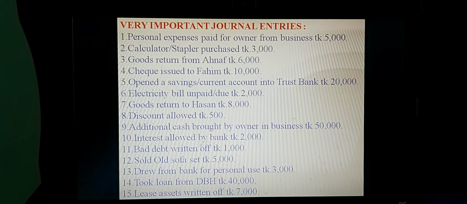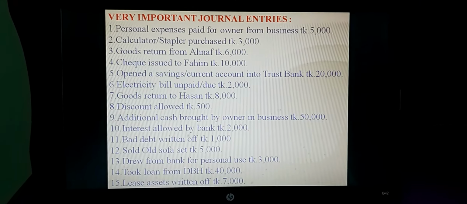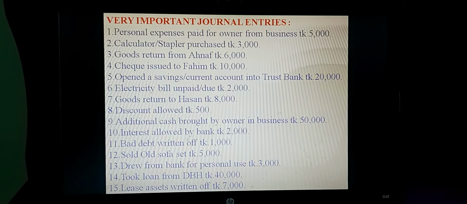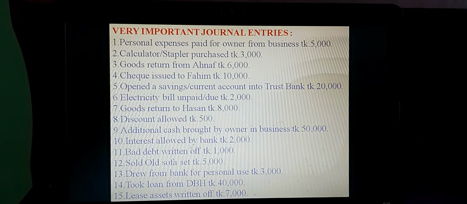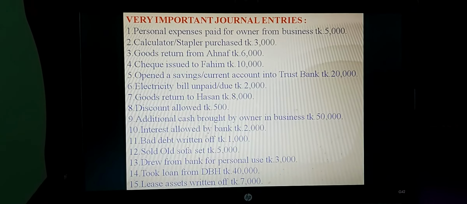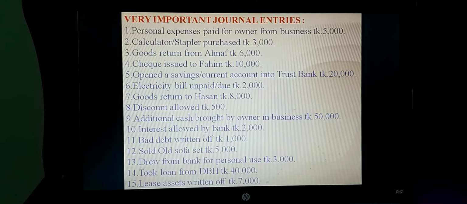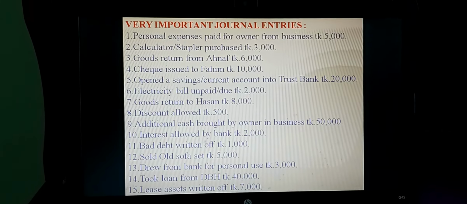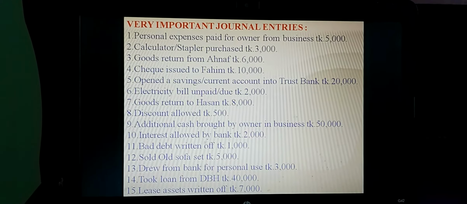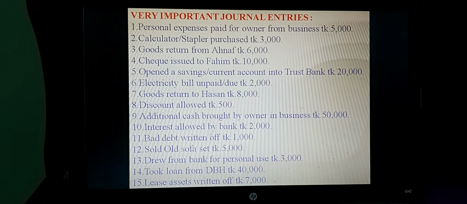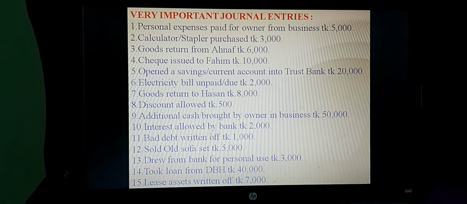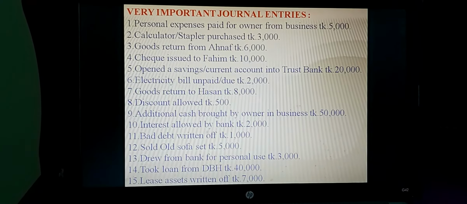Now, number 8, discount allowed, discount allowed to customer. What is discount? Discount is the deducting amount or reducing amount. But in this transaction, discount allowed to customer. When receiving money from the debtors, then the seller is giving a rebate, that is called discount. In this transaction, discount allowed is one kind of expense for business.